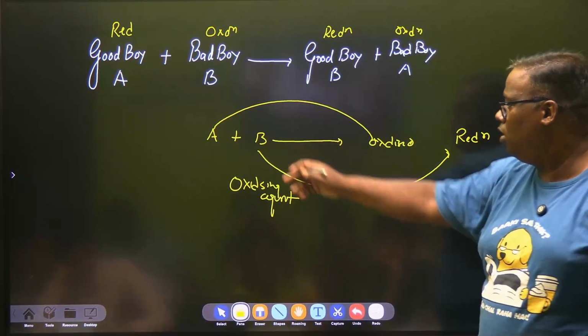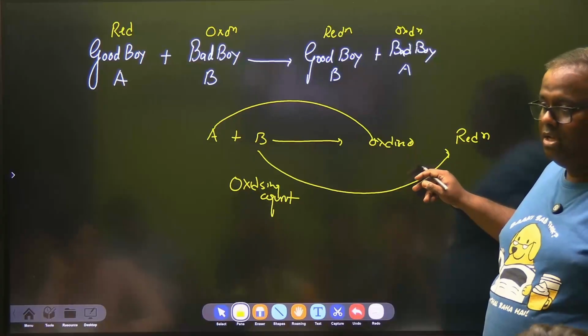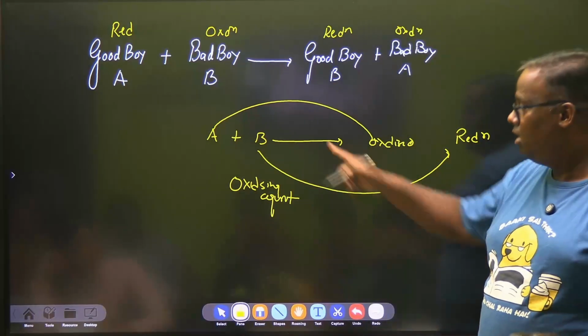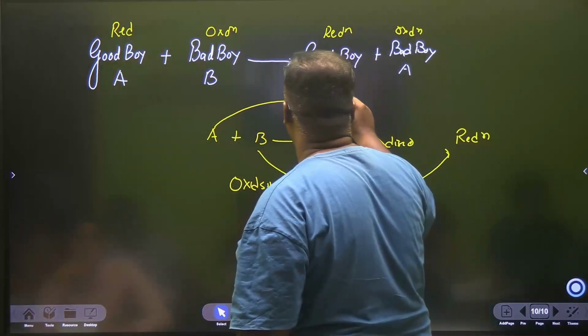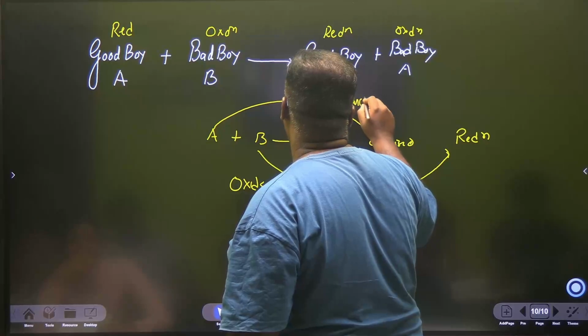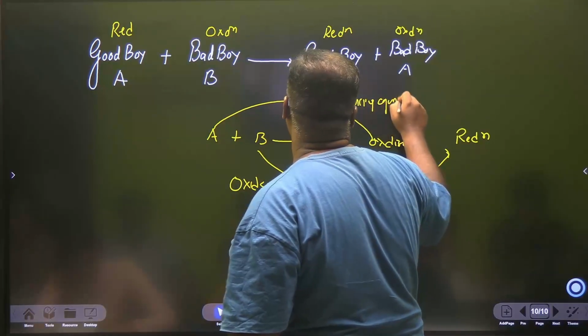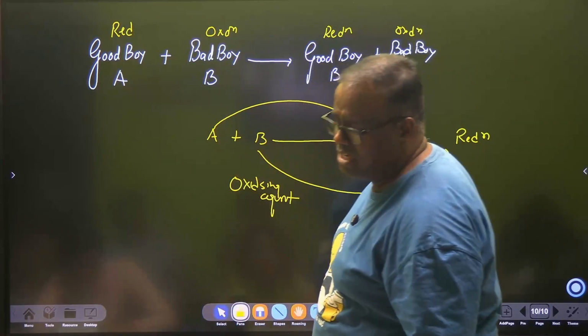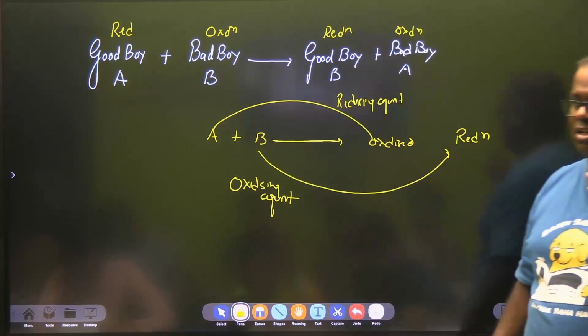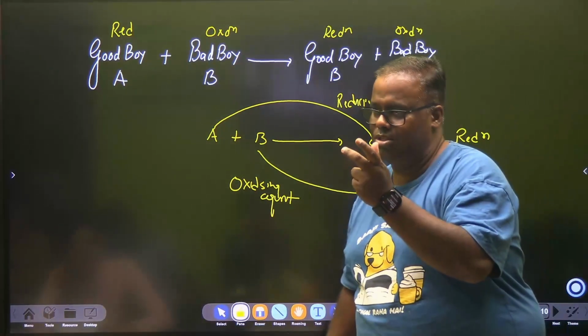Now look, who got reduced? B. Who reduced B? A. So A will be known as the reducing agent. As simple, you need not break your head. First identify oxidation and reduction, and then swap the roles.